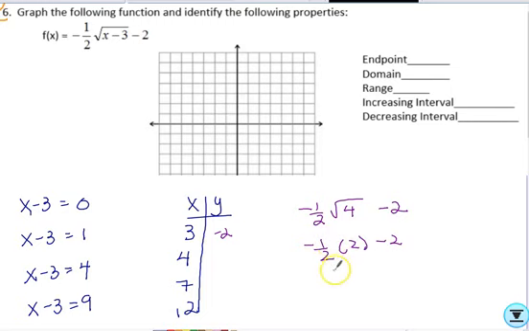So -1/2 times 2 is -1. That gets me -3. Oops, that announcement distracted me. Nope, let's start over. Rewind, reverse that, back up. All right.